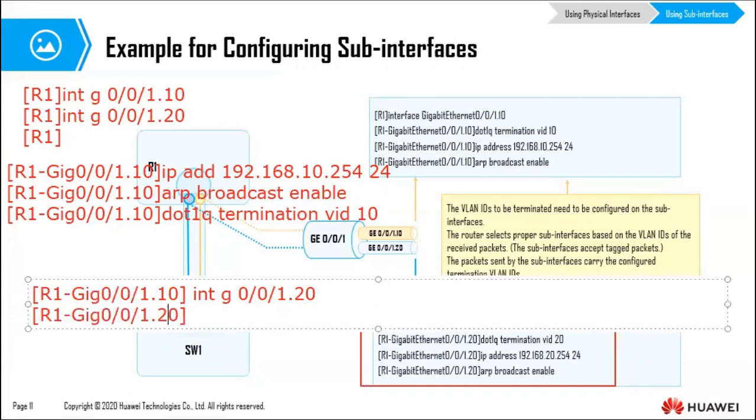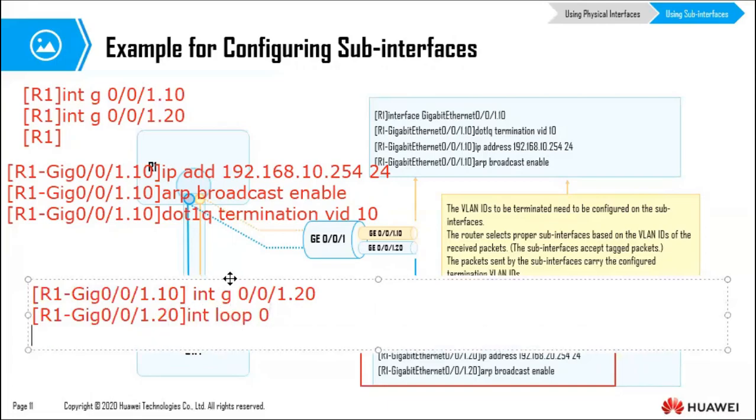Are we together? In fact, you can even create a loopback here, int loop 0, like that. And it's going to get you to loopback 0 view. So when you're inside an interface, you can create another interface without quitting. Have I answered your question? Okay.